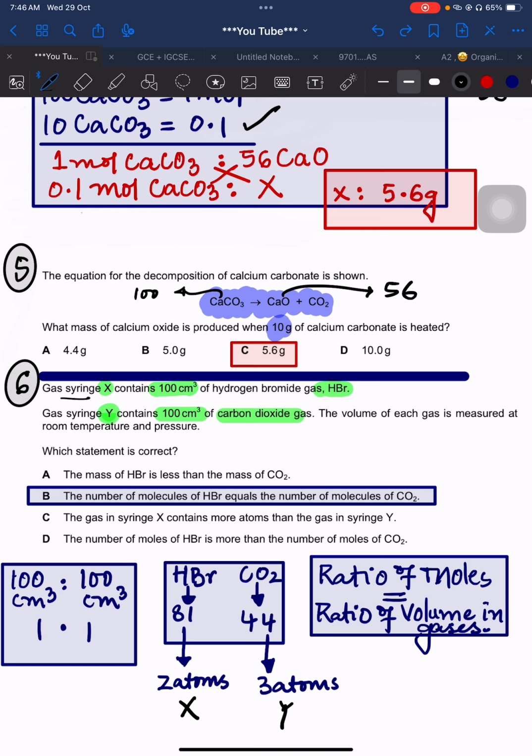Look at the D option right now. The number of moles of HBr is more than the number of moles of CO2. It is the same point which I have just explained to explain B as well, that as their volume ratio is the same, their molar ratio will be the same as well. Their molar ratio cannot be different from each other. That's why B is the right option for question number 6.